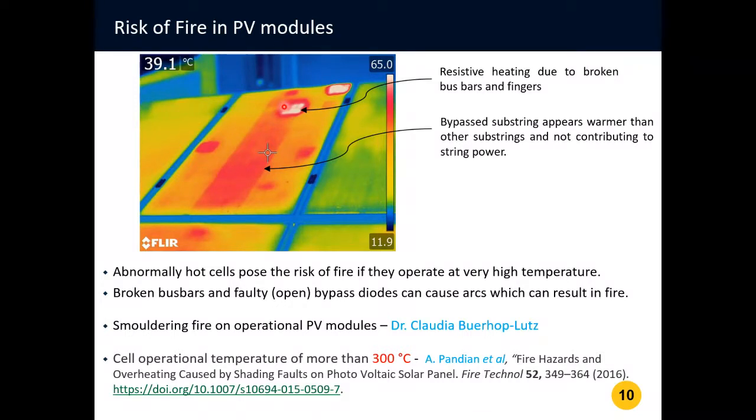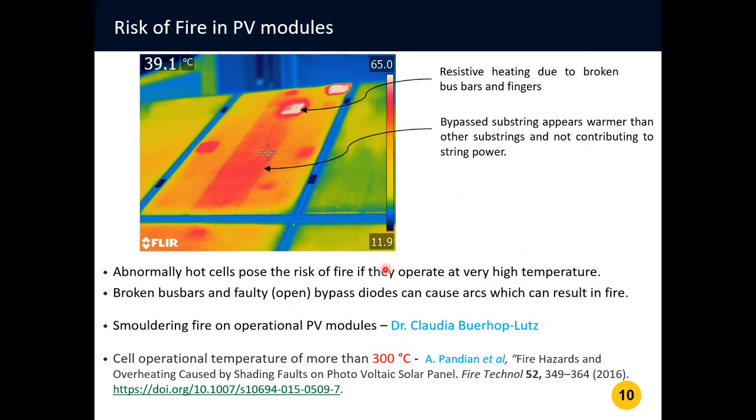up the cell. And if the bypass diode across this substring is faulty, that is, when it is open, maybe by continual conduction of string power, then the high string electrical power will be forced to flow through this substring and through this defective cell, forcing the cell to be at a very high temperature, which can cause fire.